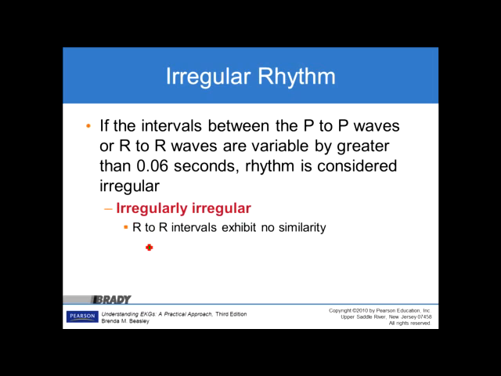And then last but not least is the irregularly irregular. The easy way to identify this is you cannot tell when the next R wave is going to fall. It is so irregular that there's no rhyme or reason to where the next beat's going to go. There is only one rhythm in this category, and this is atrial fibrillation.